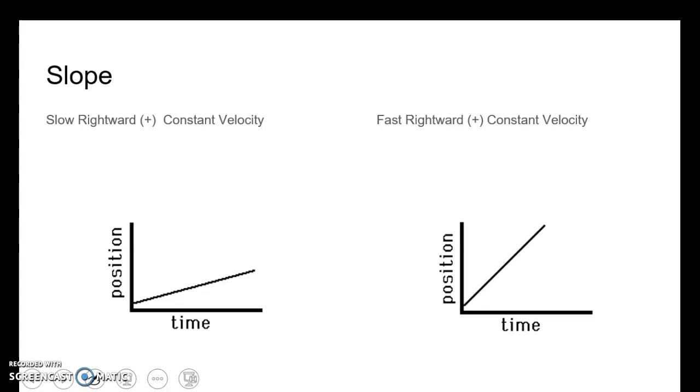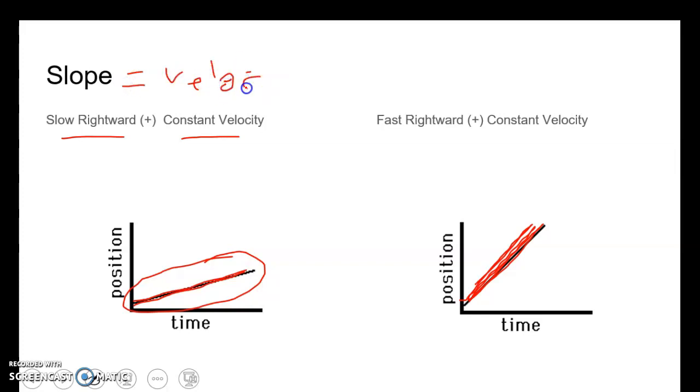Slope, what does slope mean? The greater the slope, the faster the velocity. So if we compare this slope to this slope, this slope here has a very slow positive constant velocity. The steeper the slope, the faster the constant velocity is. So the slope of a position time graph is equal to the velocity.